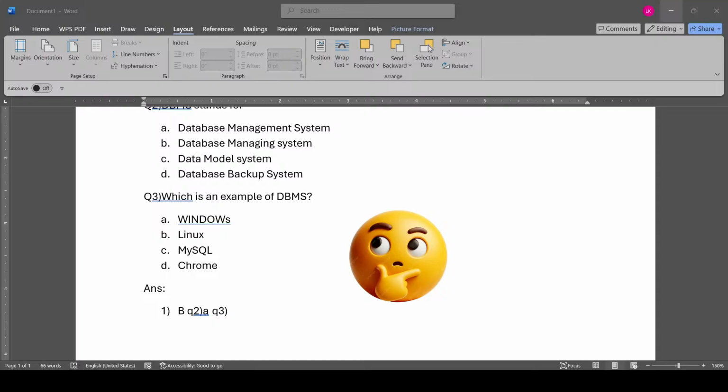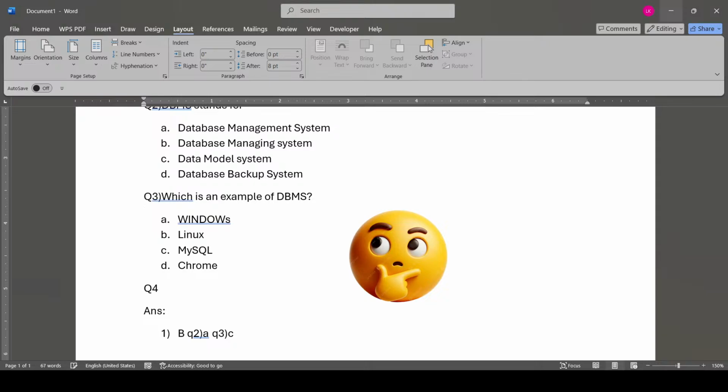Which is an example of a DBMS? Windows is an OS. Linux is also an OS. Chrome is a browser application. So the correct answer is C. Right answer, we have to go for C. Now we are going for the next question here.